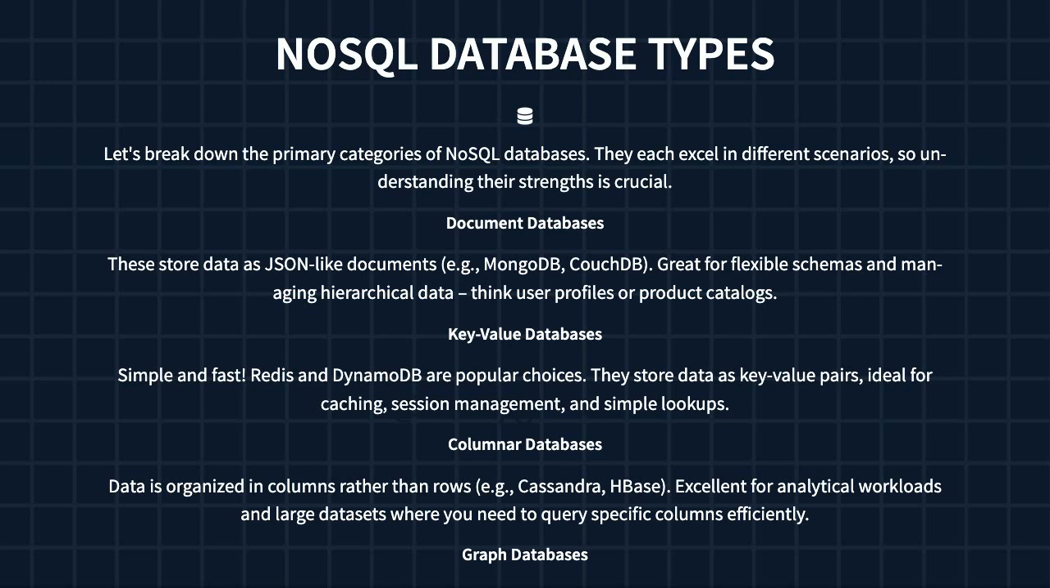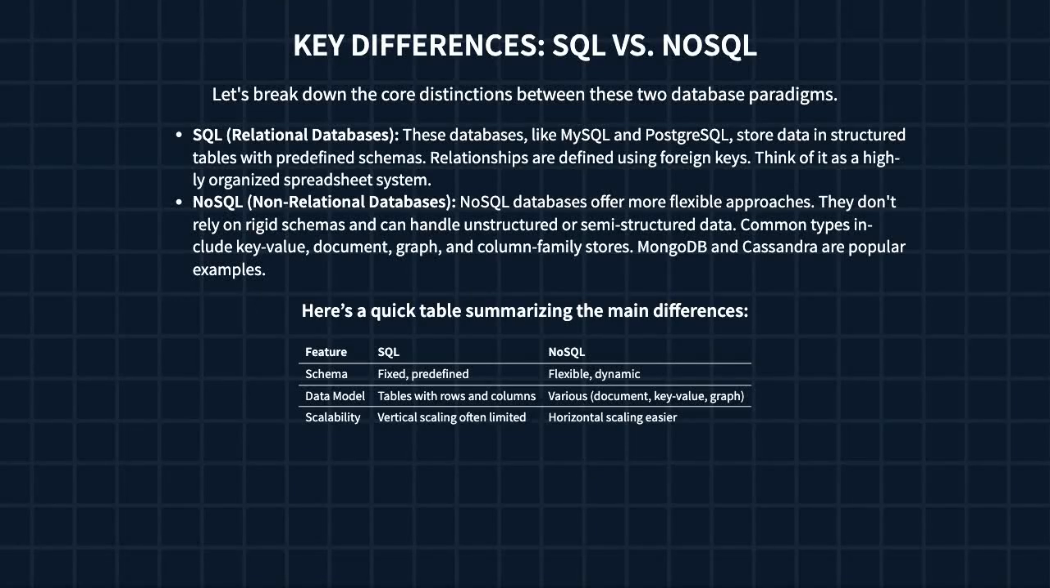in a social network. Okay, let's talk about the big difference between SQL and NoSQL databases. SQL databases like MySQL or PostgreSQL are really structured. They use tables with clearly defined columns, almost like a super organized spreadsheet. Think of it as having a very strict format you need to follow when storing your data.